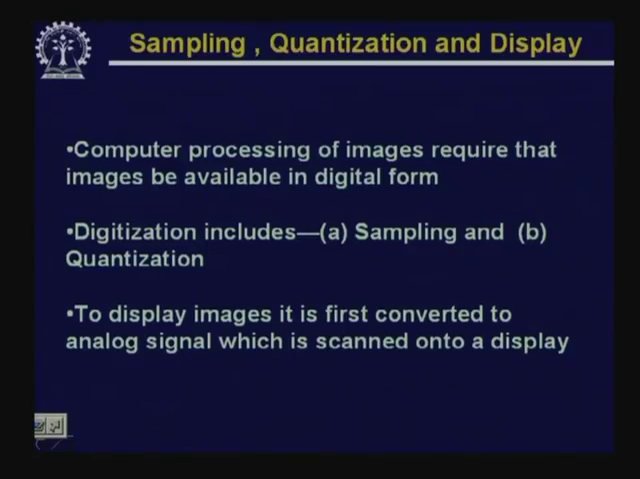Now, let us see what the different blocks in an image processing system should be. Firstly, we have seen that computer processing of images requires that images be available in digital form, and so we have to digitize the image, and the digitization process is a two-step process. The first step is sampling and the second step is quantization. Then finally, when we have digitized an image and processed it by a computer, our final aim is to see the processed output. So, we have to display the image on a display device.